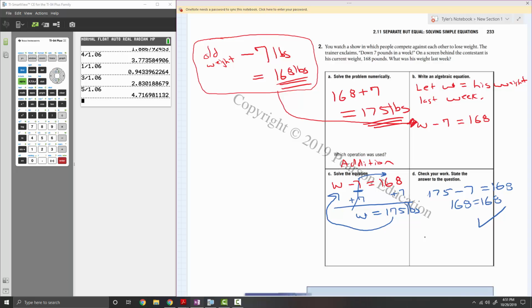It says check your work, and then it also says state the answer to the question, right? So you could say his weight last week was 175 pounds, right?